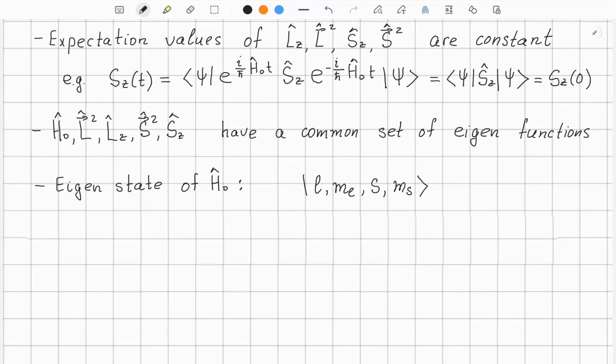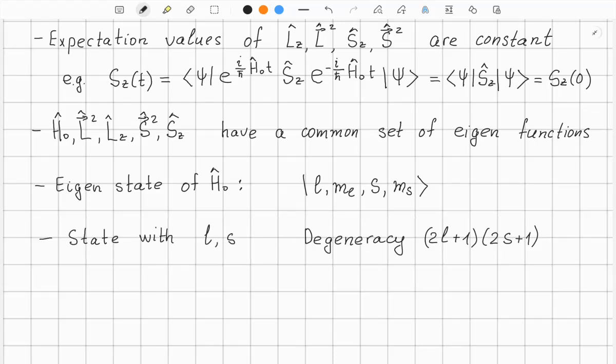Hence, in the zeroth order approximation, a quantum mechanical state of a multi-electron atom can be labeled by the orbital quantum number L, its projection Ml, the spin quantum number S, and its projection Ms. It can also be shown that the degeneracy of a state characterized by specific values of L and S is equal to 2L plus 1 multiplied by 2S plus 1.